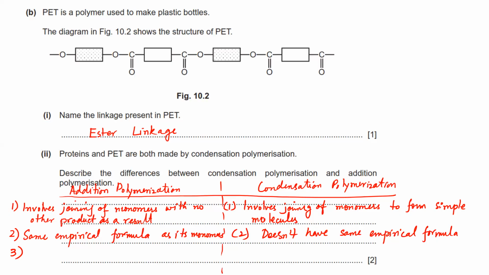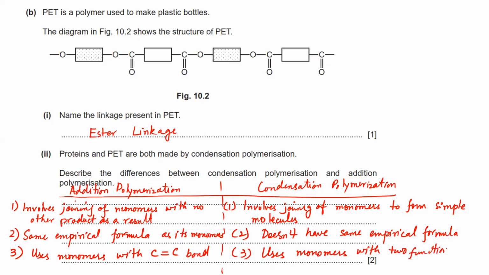Part three, you can say addition polymerization uses monomers with a carbon double bond, and here we can say that condensation polymerization uses monomers with two functional groups. Okay.